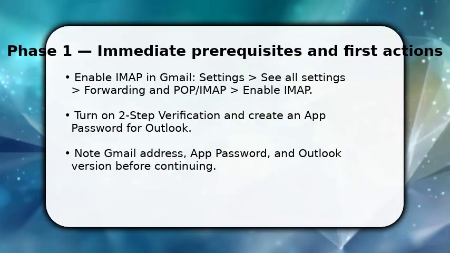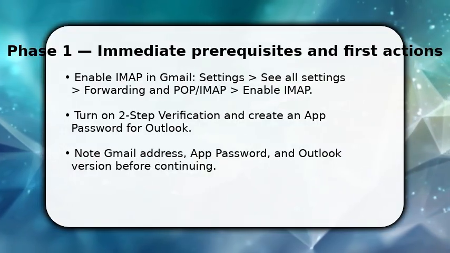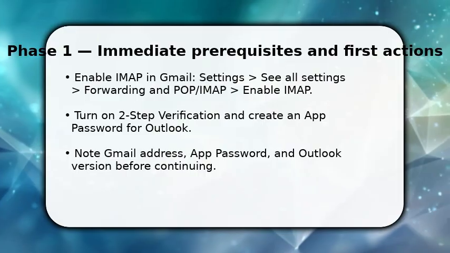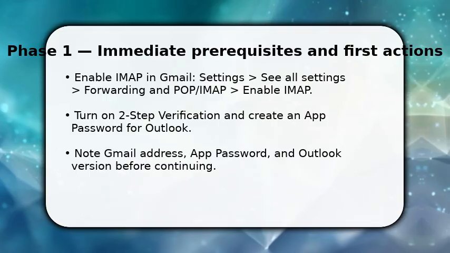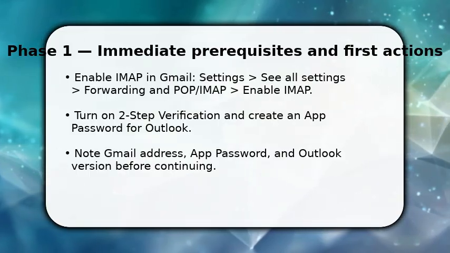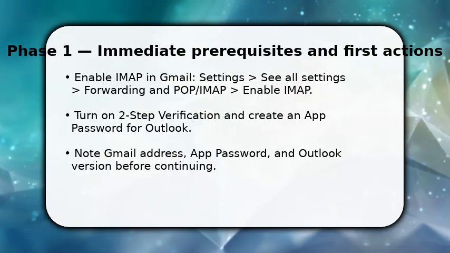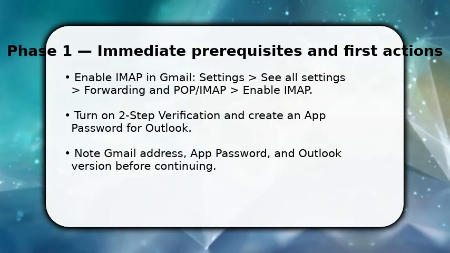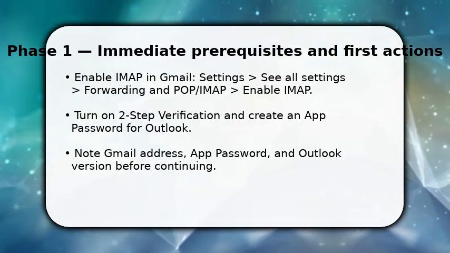You start by preparing both accounts. Enable IMAP in Gmail so Outlook can sync folders. Once done, turn on two-step verification and generate an app password to use instead of your normal password. Make sure you write down your Gmail address and the 16-character app password and confirm which Outlook version you're using. This prep avoids authentication blocks and ensures secure access.